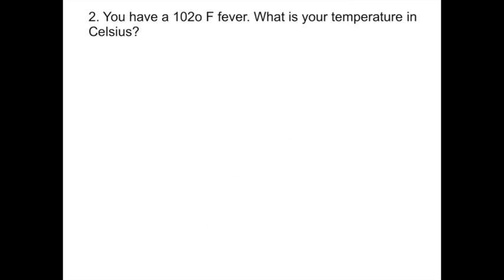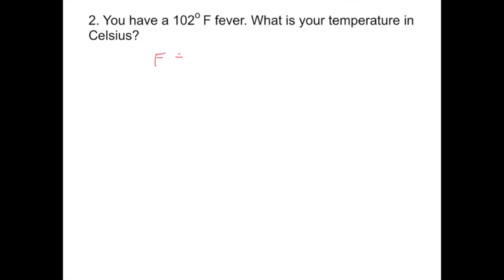Number 2. You have a 102 degree fever. What is your temperature in Celsius? And this temperature is in Fahrenheit, the first 102 degrees. So we'll use the same conversion that we did in the last problem, where Fahrenheit is equal to 9/5 times the equivalent in Celsius plus 32. We know the temperature in Fahrenheit, that's 102 degrees. 9/5, we're solving for Celsius, and we're adding 32.